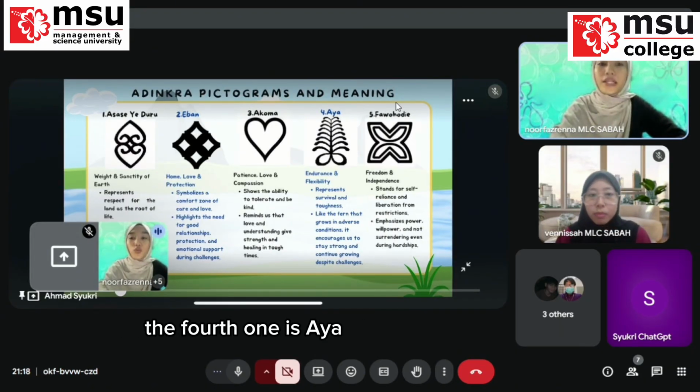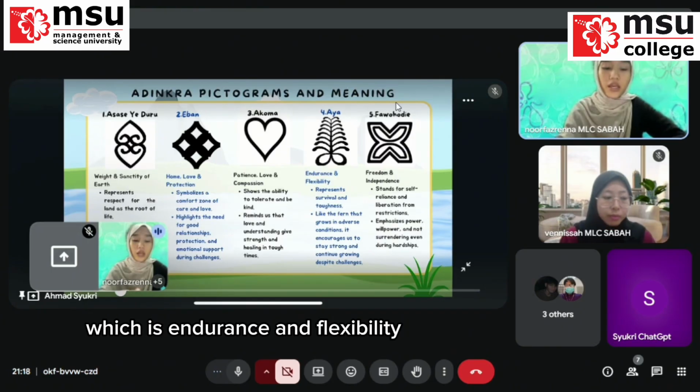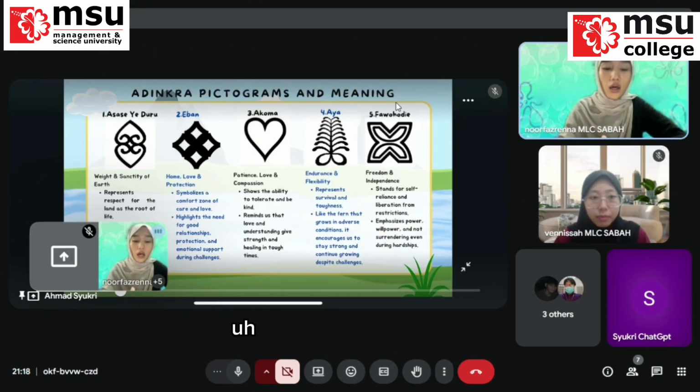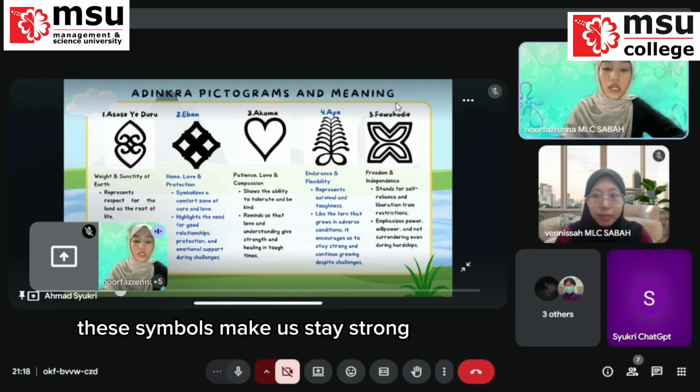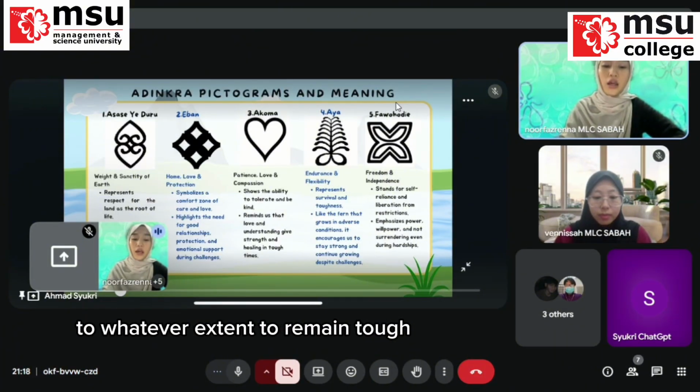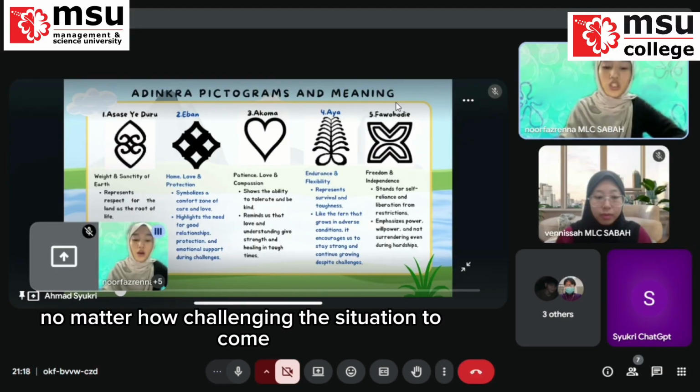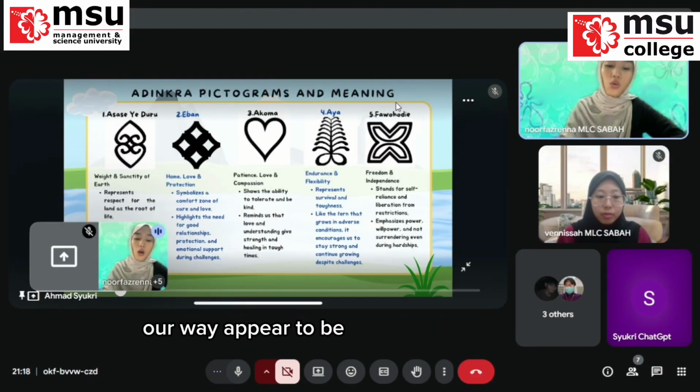The fourth one is Aya, which is endurance and flexibility, as well as the fern which grows in adverse climatic situations. These symbols make us stay strong and remember to continue growing to whatever extent, to remain tough, no matter how challenging the situations that come our way appear to be.